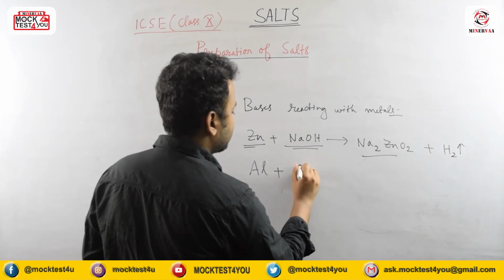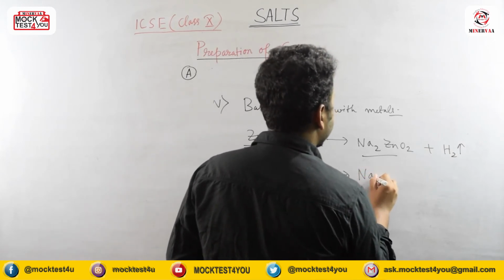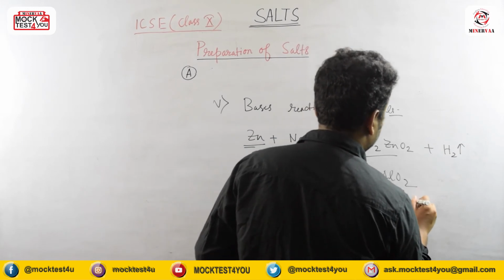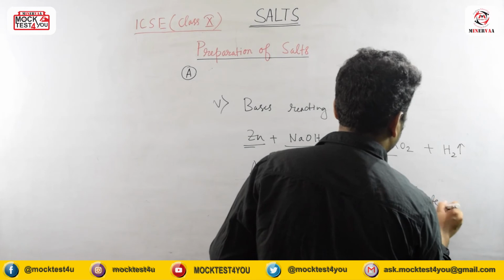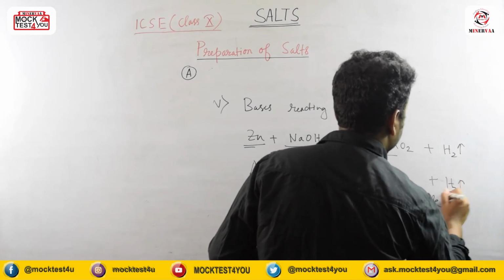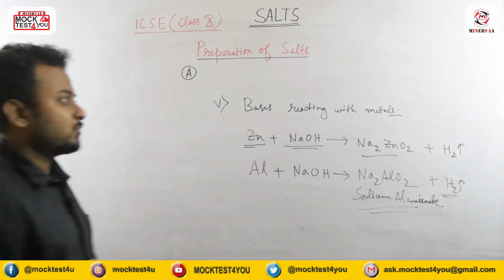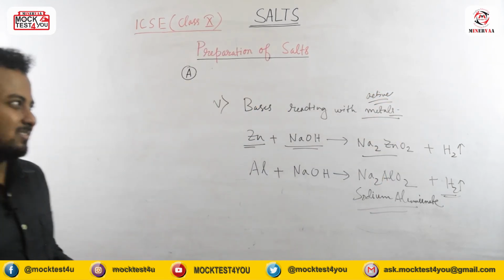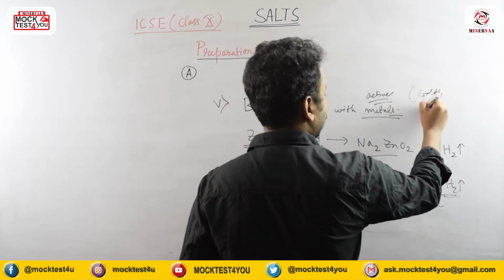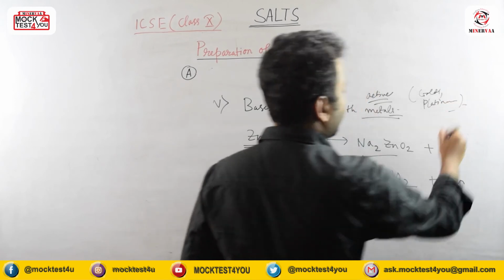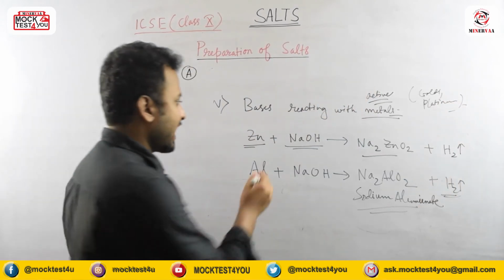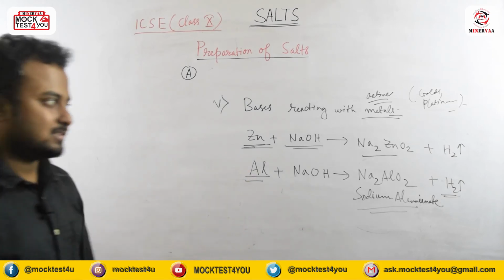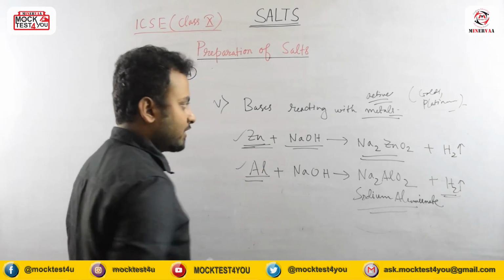Aluminium can also react with bases like NaOH to produce Na2AlO2, sodium aluminate, plus H2. So bases can react with active metals. If non-active metals like gold, platinum are used, then there will be very little chance of reaction. So we need active metals which react with bases to produce salt and hydrogen gas. So these two reactions are also very important.